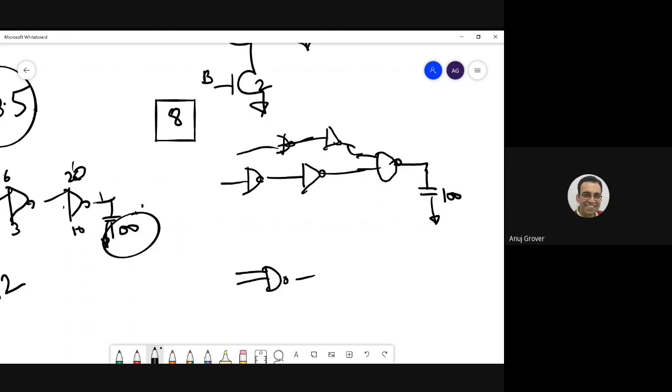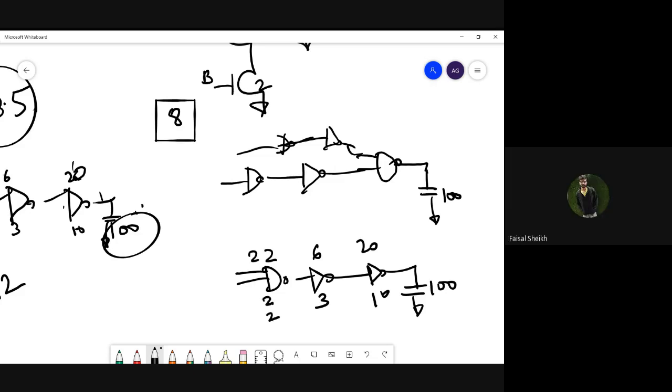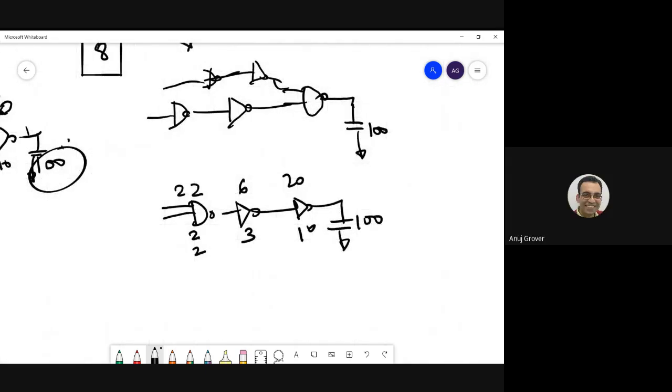So अब बताओ, 100. So this will remain to be 2010. This will remain to be 6.3. This will become 2222. So total area is 39 plus 8, 47.